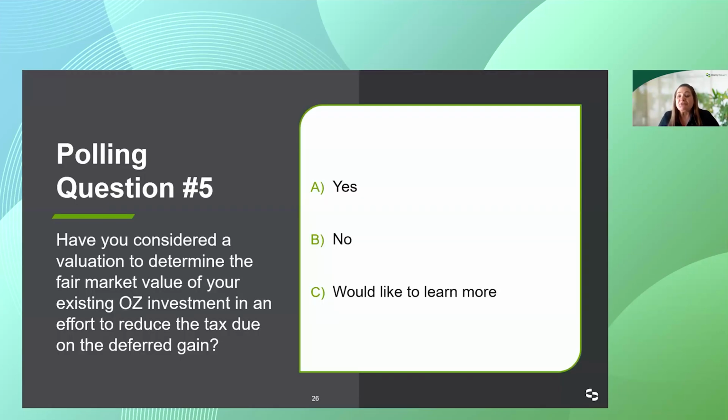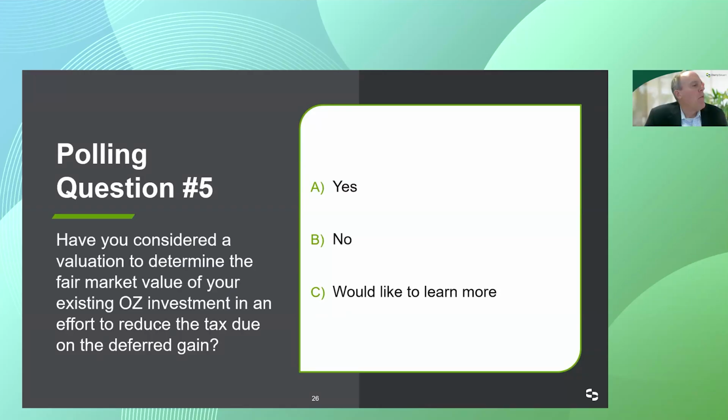And I'm just going to rush us right through to our last polling question. Have you considered a valuation to determine the fair market value of your existing OZ investment in an effort to reduce the tax due on the deferred gain? Hopefully you're all paying attention and you're all going to say either yes, or you would like to learn more, or your investment is doing incredibly well.